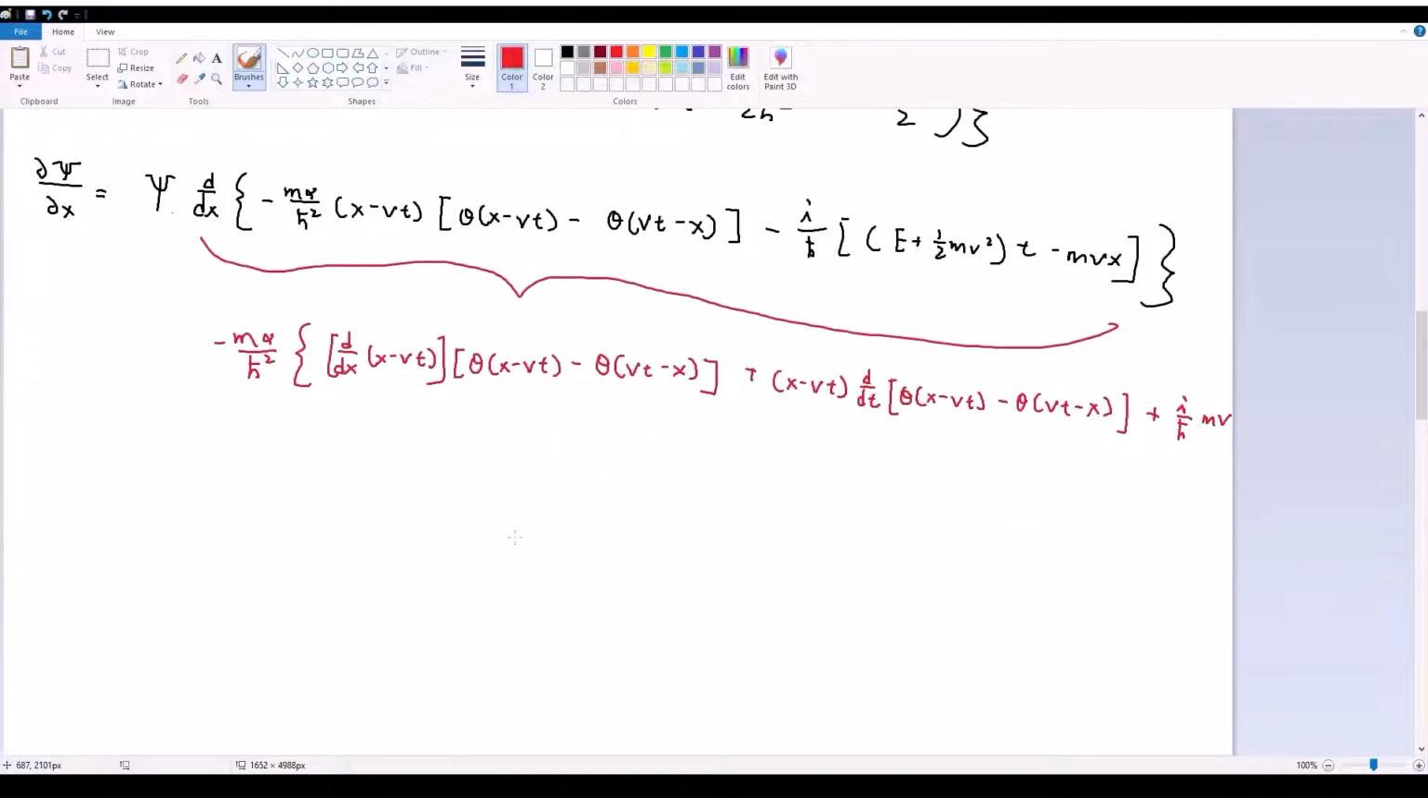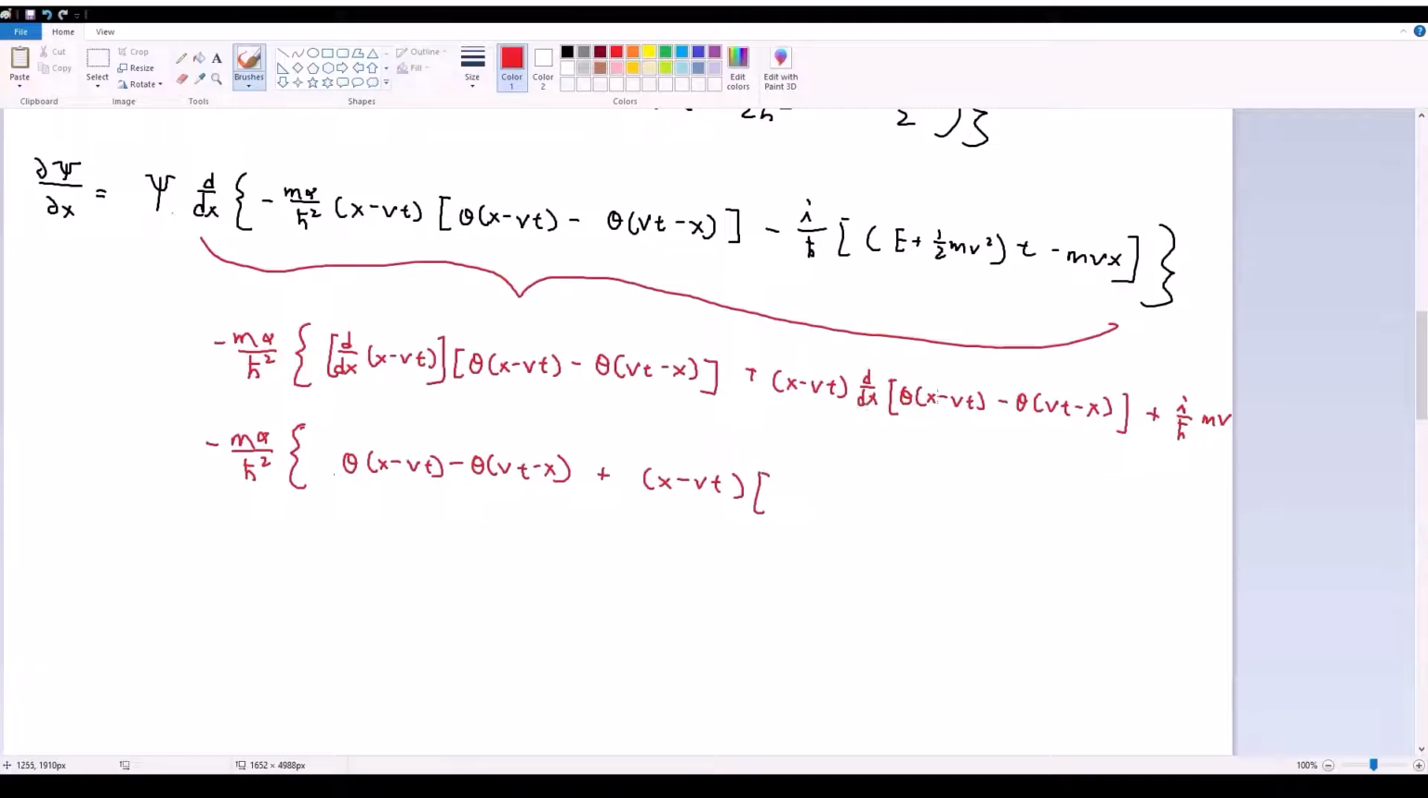And at this point, it's just a matter of doing this derivative. So negative m alpha over h bar squared. And then the derivative of x minus vt is just going to be 1. So we're multiplying theta(x − vt) minus theta(vt − x). And you know what? I can actually just get rid of this bracket because they're at the front anyway. And then we're adding (x − vt) times the derivative of these two expressions. And you know what? I wrote this wrong. This is supposed to be d/dx. My apologies.